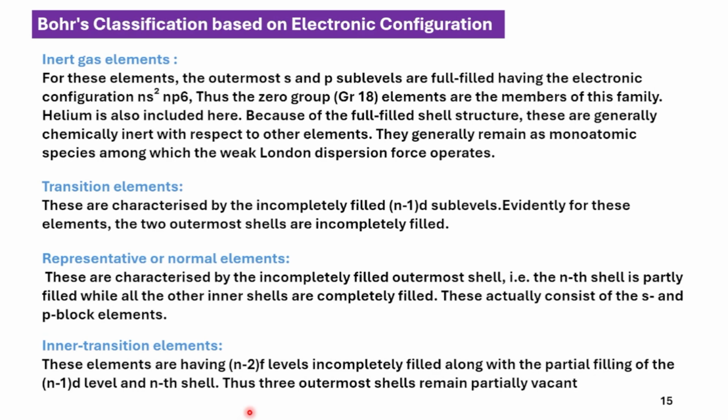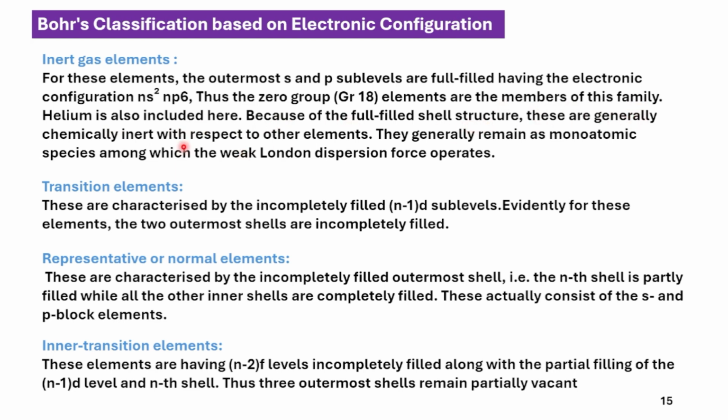Now let's talk about Bohr's classification based on electronic configuration. If we see the inert gas elements, for these elements, the outermost S and P sublevels are fulfilled, having the electronic configuration ns2 np6. Thus, the zero group or group 18 elements are the members of this family. Helium is also included here because of the fulfilled shell structure.